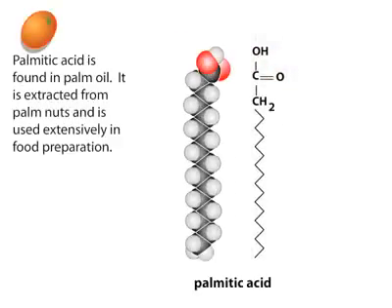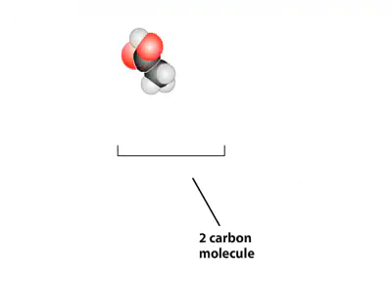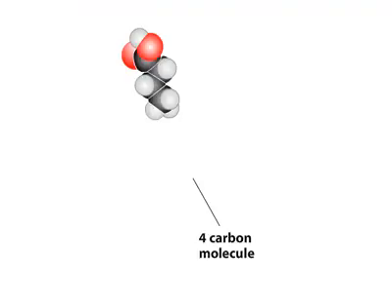Palmitic acid is a fatty acid with 16 carbon atoms. It's called a saturated fatty acid because all the carbon atoms in the chain are single bonded to each other and are fully saturated with hydrogen atoms. Fatty acids, such as palmitic acid, are built by adding 2 carbon atoms at a time to smaller fatty acid molecules.